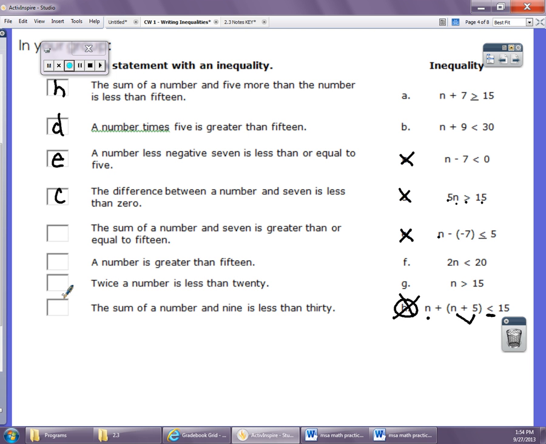So the next one, the sum of a number and 7 is greater than or equal to 15. That's going to be A. Then we have a number is greater than 15. That will be G, the number greater than 15. Twice a number is less than 20. That will be S. That's 2n is less than 20. The sum of a number and 9 is less than 30. That's n plus 9 less than 30. That will be B. So hopefully check A, G, F, and B for those 4.